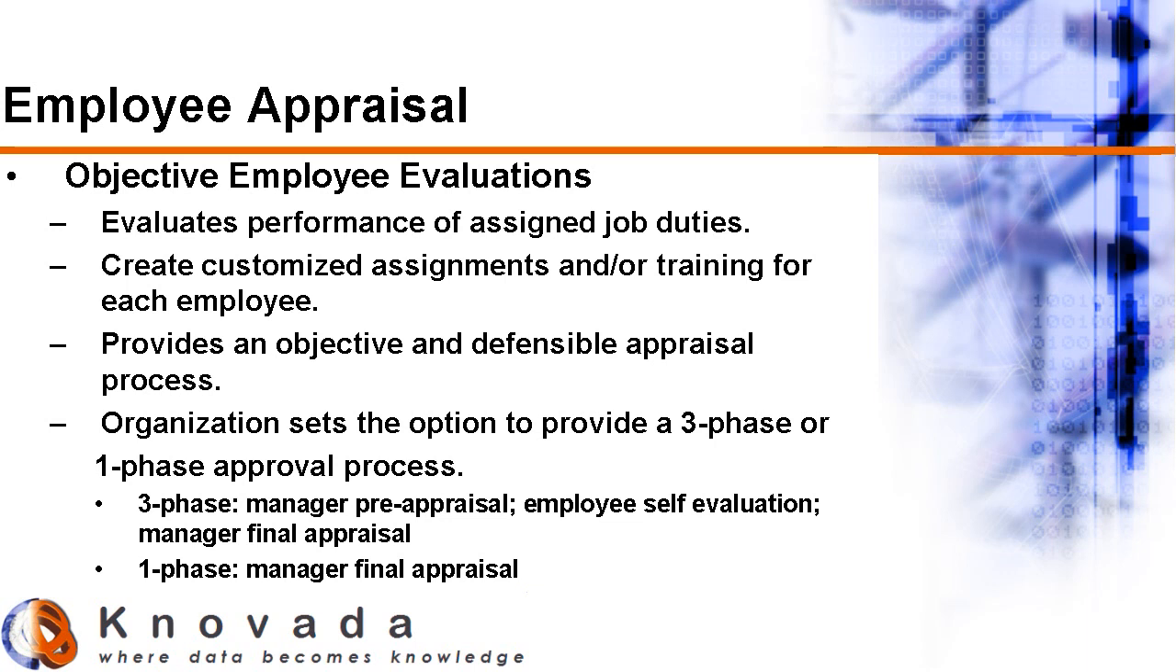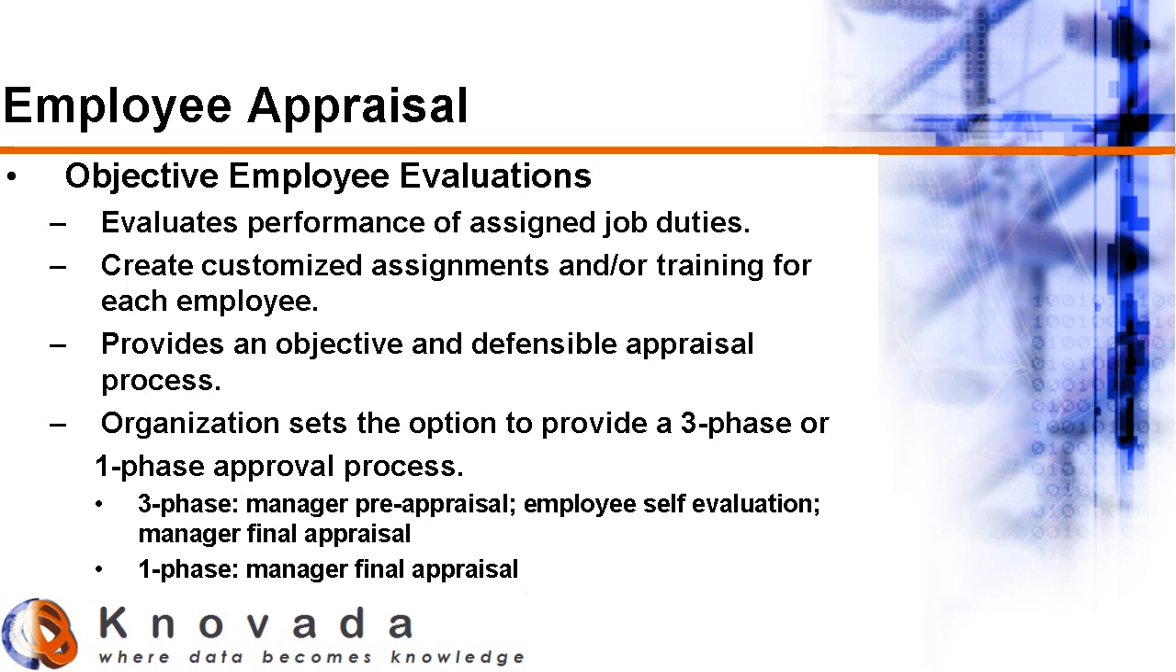As mentioned in an earlier slide, the HRMS has an administration module which provides the organization the capability to configure the system to meet their specific needs and requirements. An example of such a configuration option would be the decision by the organization to set either a 3-phase or a 1-phase approval process for appraisals.